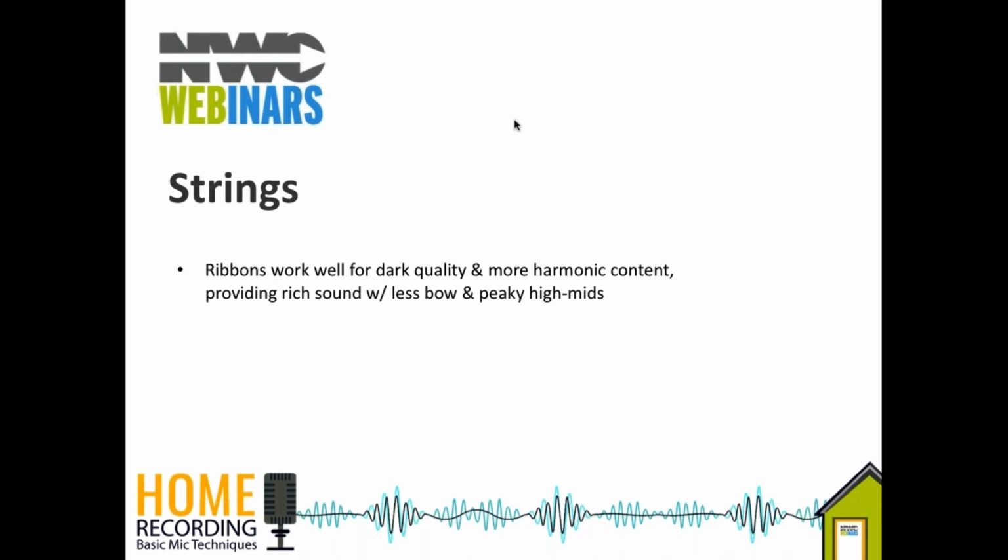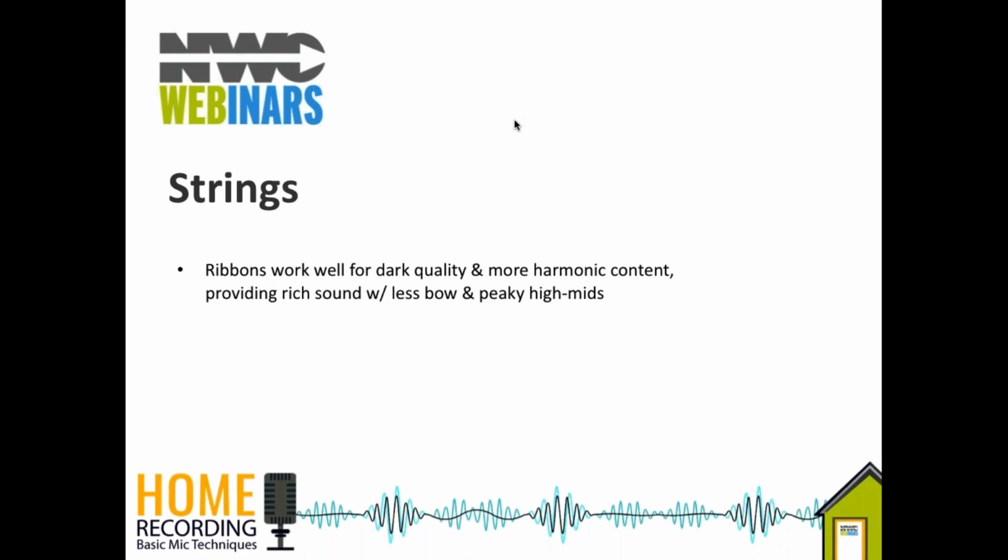Great, yeah, so strings are tricky to record because they can be harsh and brittle sounding. That's why I choose ribbons. A lot of times I used to use condensers, and I was struggling to get a good sound that would sit in the mix and represent all the rich harmonic content that the strings had in the room. And as soon as I started using a ribbon mic, I was like, oh, that's how you record strings.